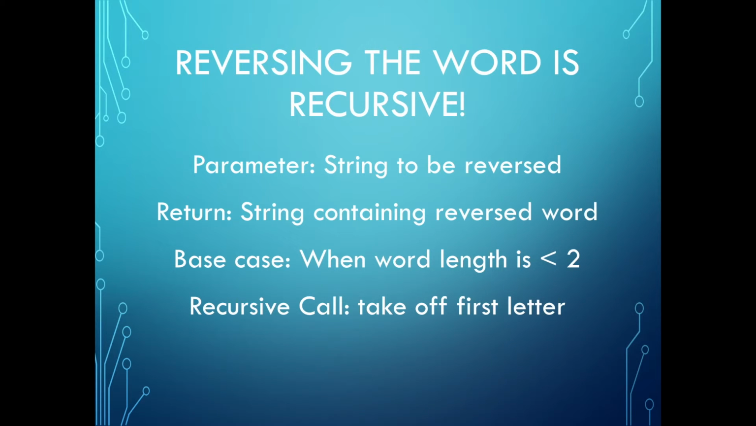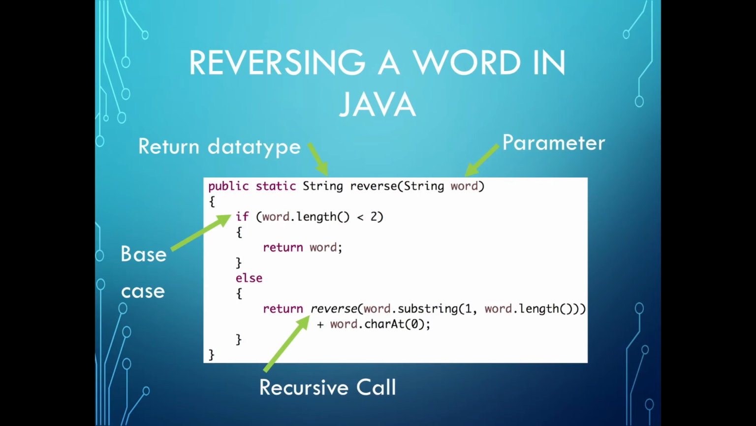We have the 4 key components. So how would this look in Java? The method would look like this. As you can see, the method takes in a string as a parameter and returns a string too, which will be the reversed word. The base case is when the word length is less than 2, in which case the word will be simply one letter. So reversed it will be the same, so just that one letter will be returned. And finally, the recursive case, which calls the reverse method again with the contents of word excluding the first letter in a substring, along with the first character added onto the end.